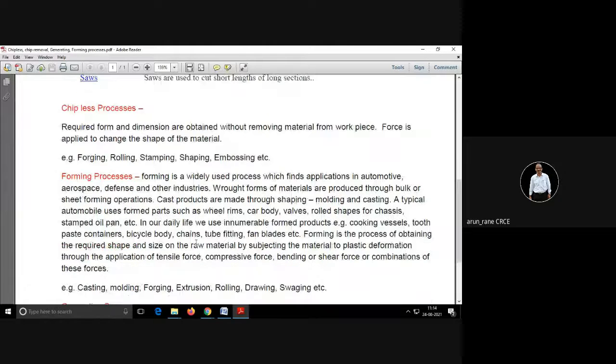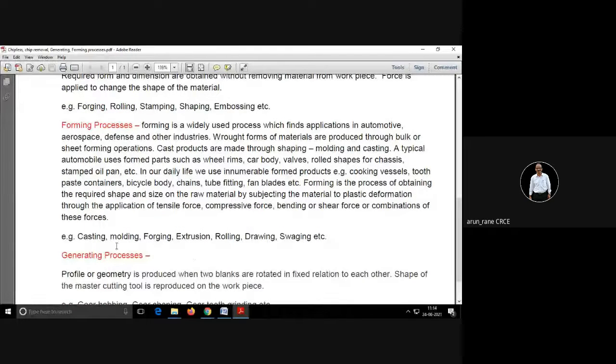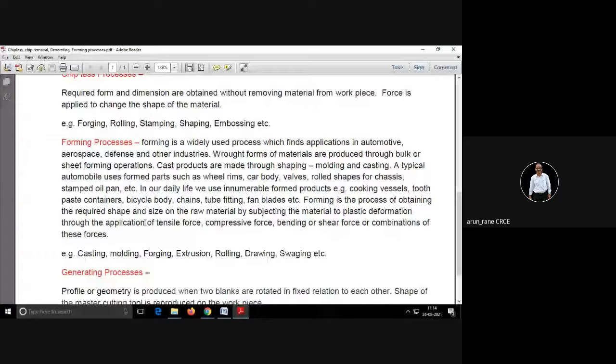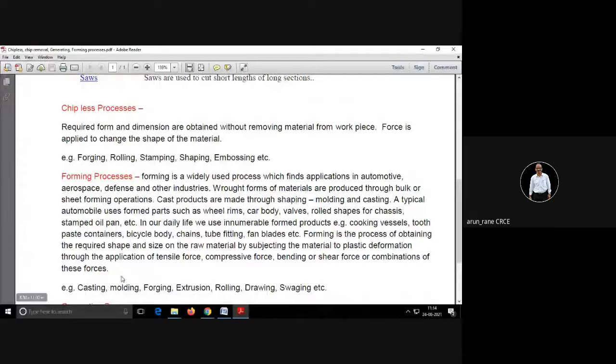Then forming processes. Okay, so forming processes are these: casting, molding, forging, extrusion. So these are all forming processes. Forming processes are also chipless processes. In casting, do chips form? In molding, I have given a fair idea, isn't it? Of casting, molding, forging, does a chip form? No, sir. Extrusion, can you give me a routine example of extrusion? Routine example.